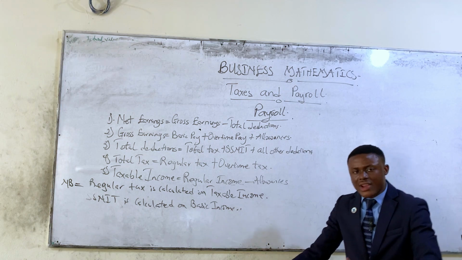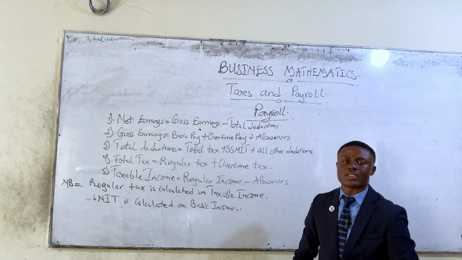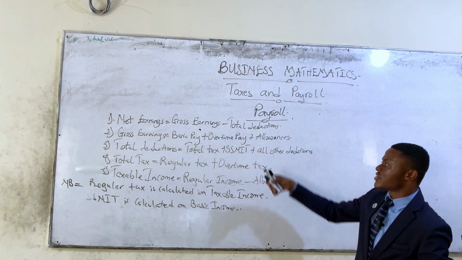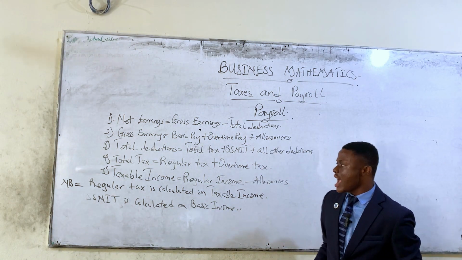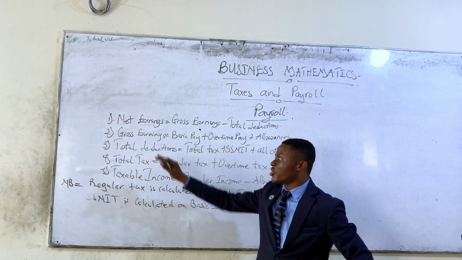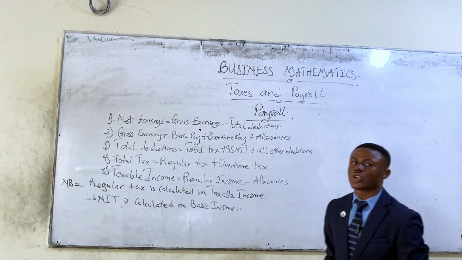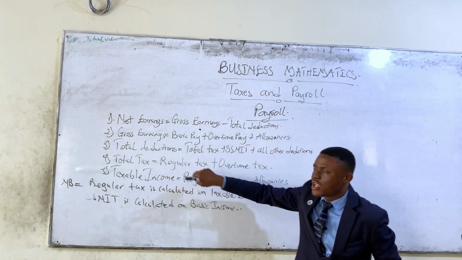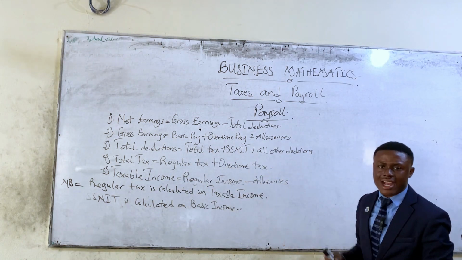Pay. If there's any allowances being given to you to cater for some things, you have to add what? Overtime, or you have to add allowances to it. And then if you want to find your total deductions, what are your total deductions? Your total deductions are your total tax, your SNET, and all other deductions.